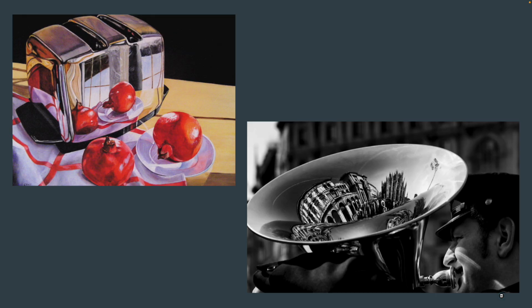Toasters can be nice and shiny, so you can use those. Instruments too. The tuba on the right has this nice reflection of the city and the buildings. It's another example of the toaster, the reflection.